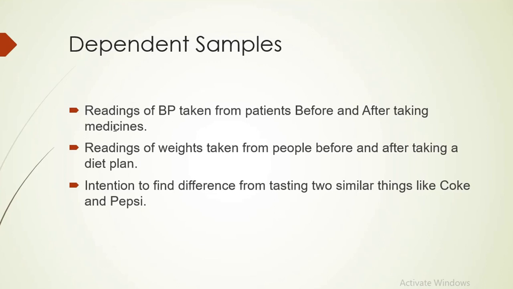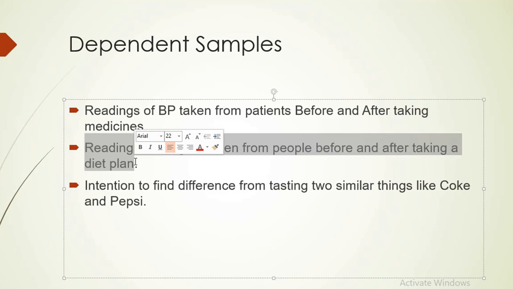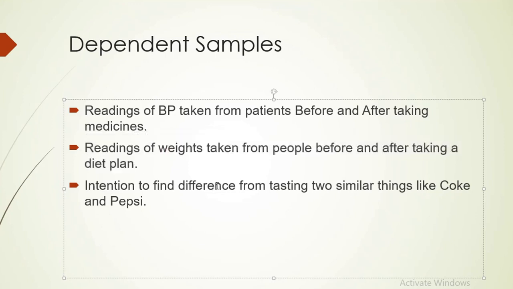The second example is readings of weights taken from people before and after taking a diet plan. Measure your weight before taking the diet plan and measure your weight after taking the diet. That will give you a difference between whether your diet is working or not. The intention can also be to find the difference between tasting two similar things like Coke and Pepsi. The same person is tasting the two things.